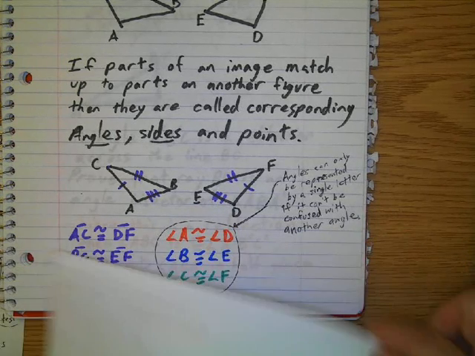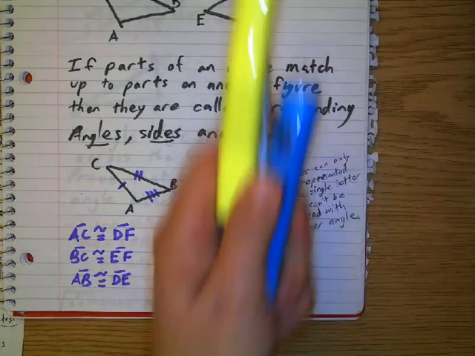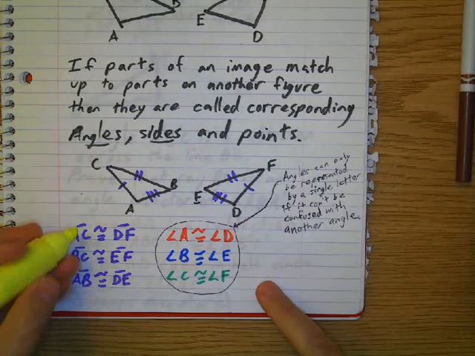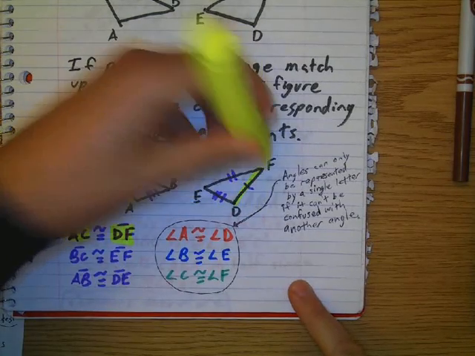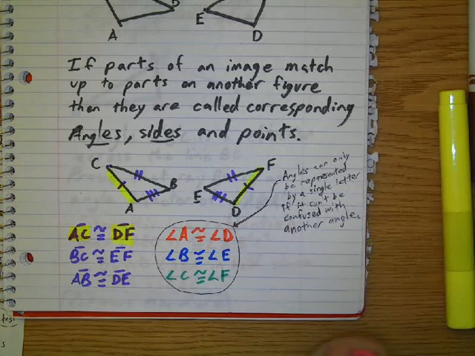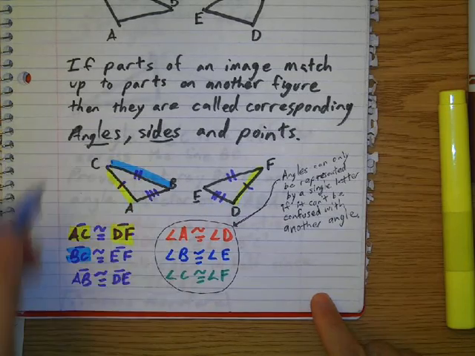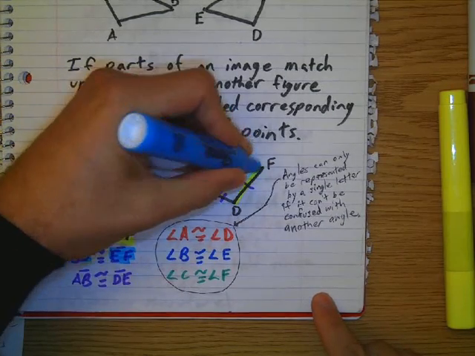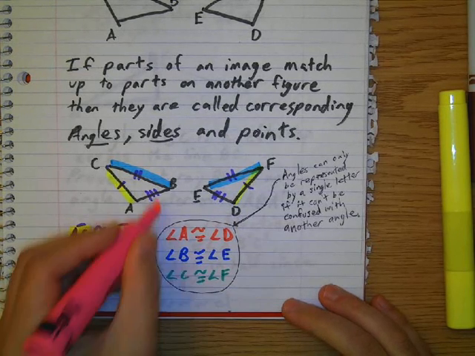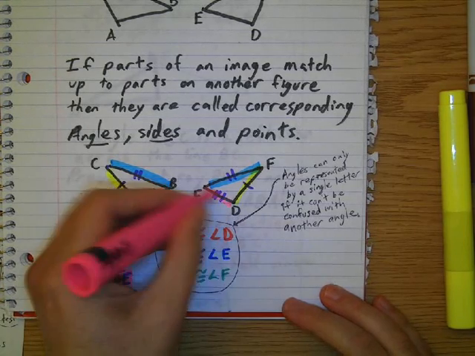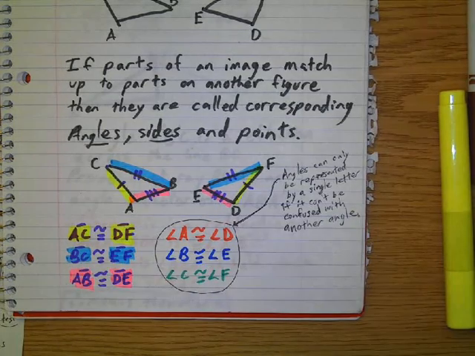I'm going to use some colors to help me demonstrate this. I can say that AC is the same length as DF. It would probably be very useful to use multiple colors in your notes. BC is this length here, and EF is this length here, and AB is this length here, and DE is this length here. So these are the corresponding sides to the corresponding sides on the other picture.